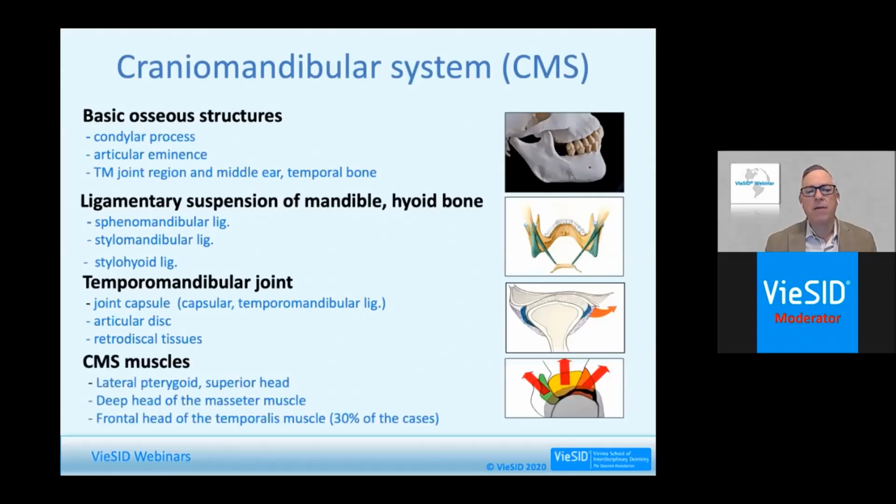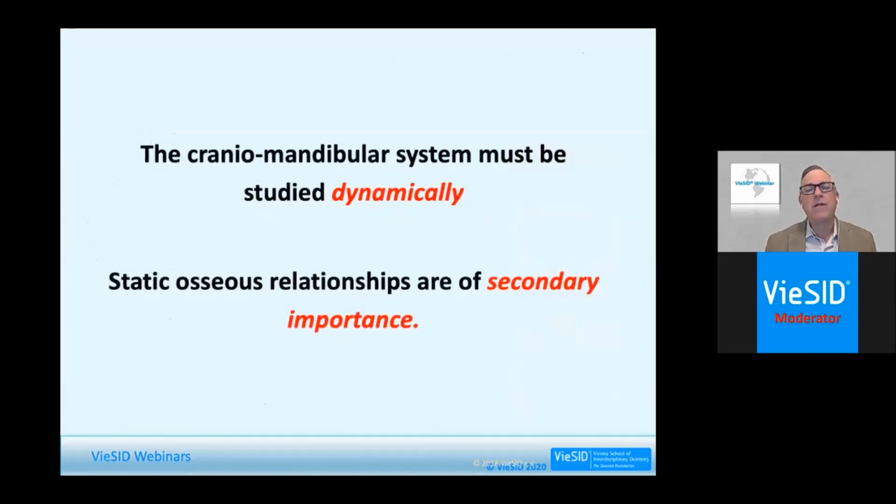Finally, the cranio-mandibular system muscles include the superior head of the lateral pterygoid, the deep head of the masseter muscle, and in 30% of the cases, the frontal head of the temporalis muscle. Professor Slavicek has always emphasized that the cranio-mandibular system must be studied dynamically in movement, and that the static relationships are really of secondary importance.